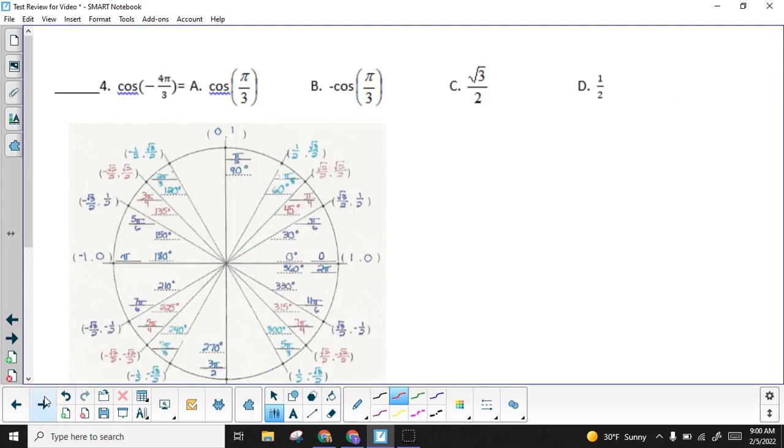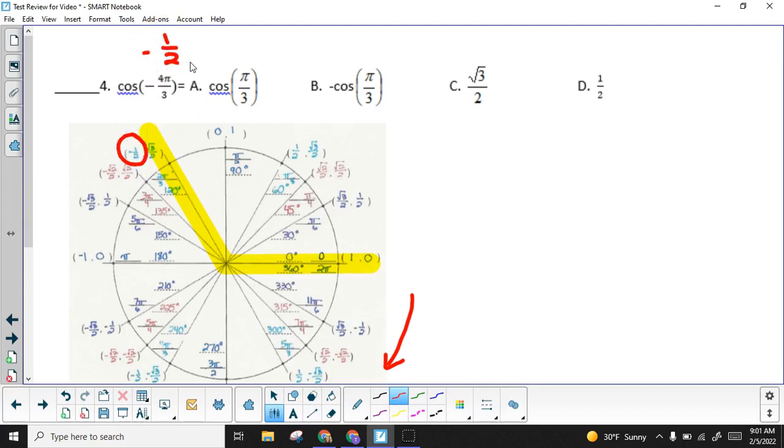Number 4, the cosine of negative 4 pi over 3. Okay, negative 4 pi over 3. So we're starting with our initial side on the positive x-axis, and because it is a negative value, we're going to travel in a clockwise direction. 1 pi over 3, 2 pi over 3, 3 pi over 3, and 4 pi over 3. And that puts us here, coterminal with 2 pi over 3. Since we are looking for the cosine value, that's the x value right here, which is negative 1/2.